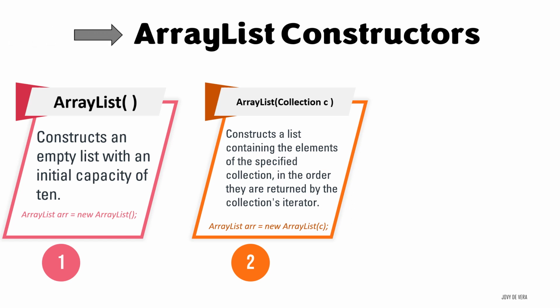Suppose we wish to create an array list ARR which contains the elements present in the collection C, then it can be created like this. ArrayList ARR is equal to new ArrayList, then it accepts one argument.